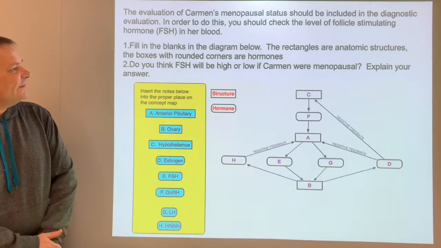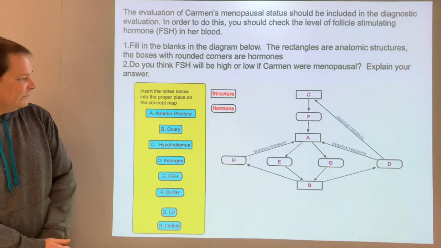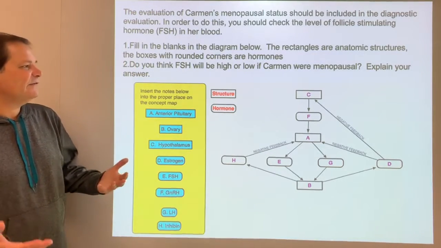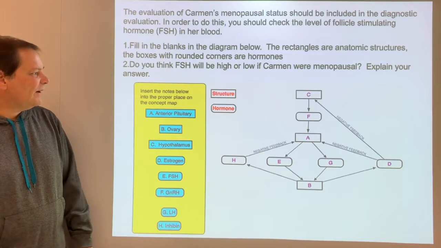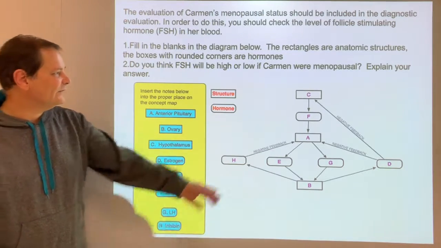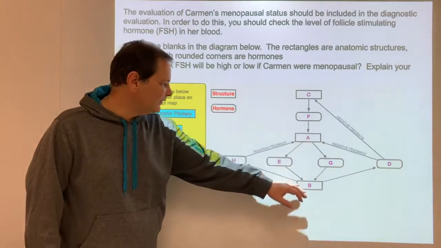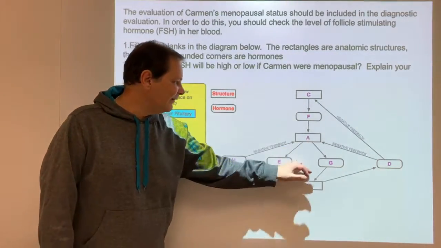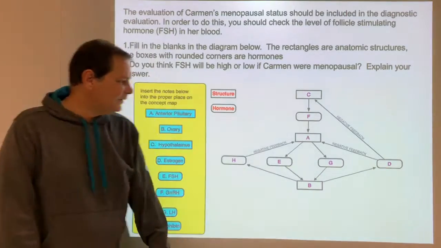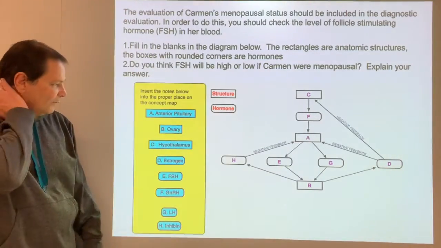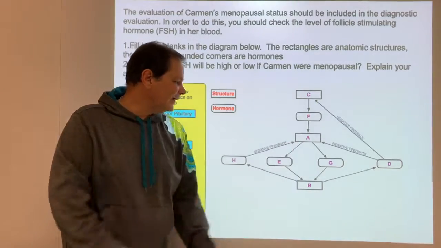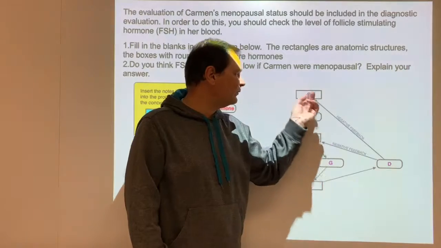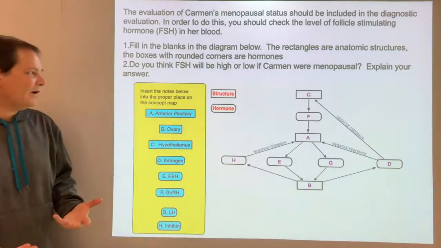You want to test to see if she's menopausal, so I asked you to fill out this diagram. And basically, this is just the hypothalamus, pituitary, gonadal axis. So this is your hypothalamus, this is your pituitary, this is your gonad. And this is GnRH, this is LH and FSH, and these stimulate the ovary to produce inhibin, which feeds back on the anterior pituitary, and produce estrogen, which feeds back both on the anterior pituitary and the hypothalamus.